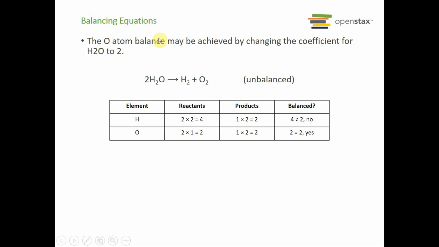The O atom balance may be achieved by changing the coefficient for H2O to 2. So now the amount of hydrogen on the reactant side is 4 hydrogen atoms. The amount of oxygen is 2 oxygen atoms. On the product side, we have 2 hydrogen atoms, and we've got 2 oxygen atoms. But it's not balanced for hydrogen, but it is balanced for oxygen. So putting that first coefficient in there balances oxygen, but that's all.